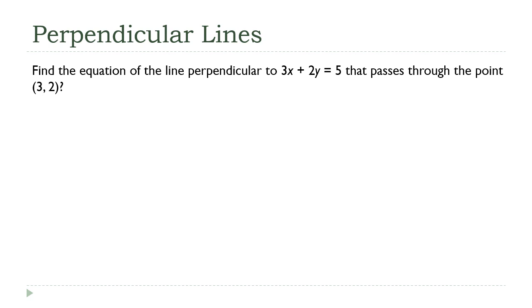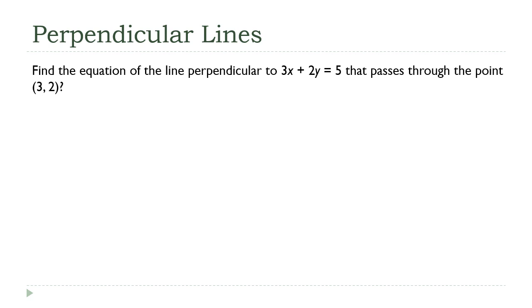Right, so I've got kind of a related question. I want to find the equation of the line perpendicular to this line here, and that passes through the point 3, 2. All right, remember how I find the equation of a line? We need two things. We need the slope of the line, and we need a point on the line. Well, we already have a point, so that's good. Now I need to find the slope of this thing.